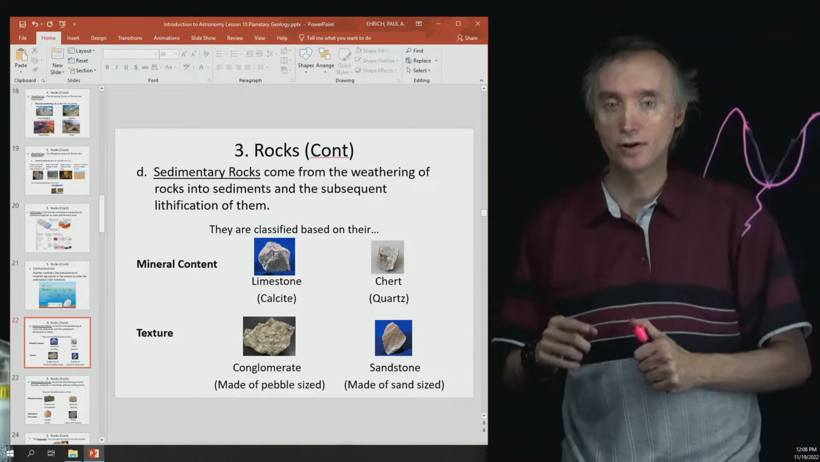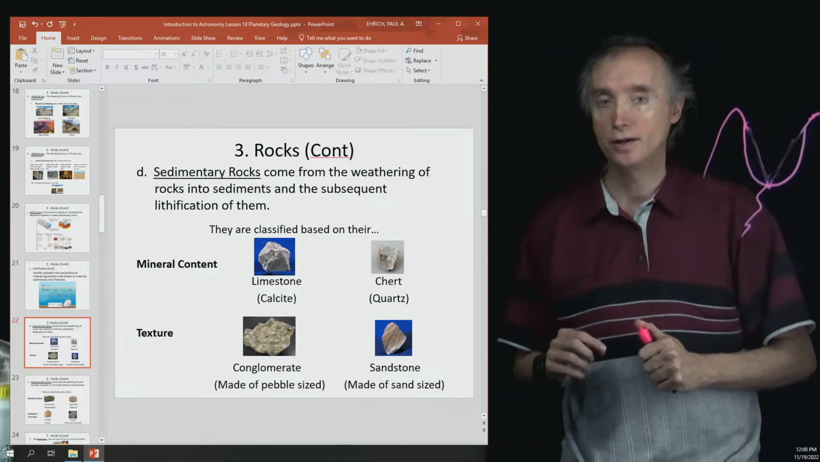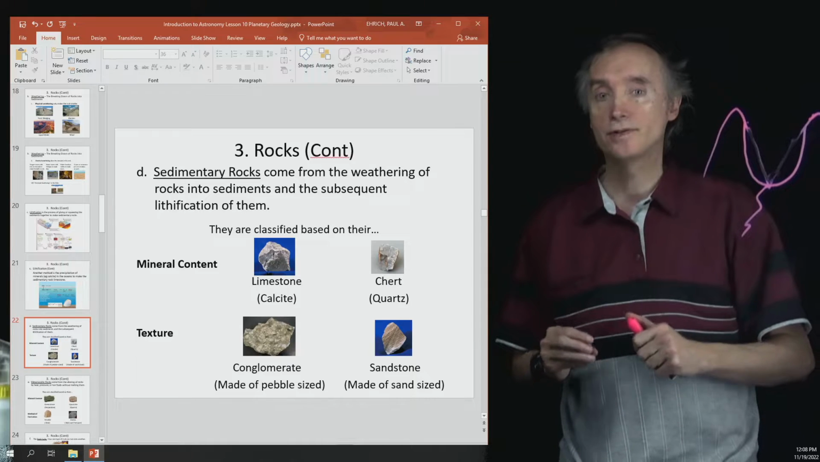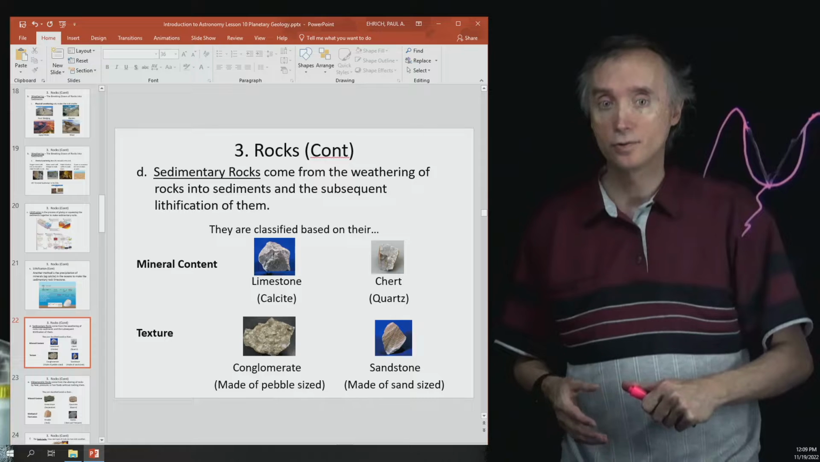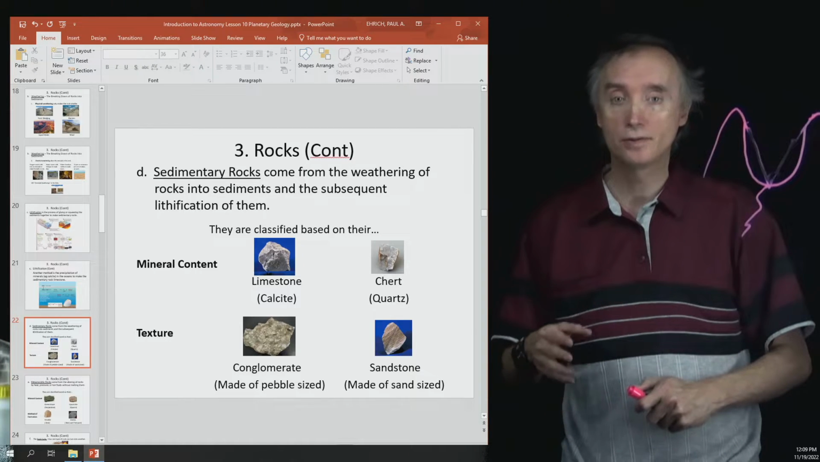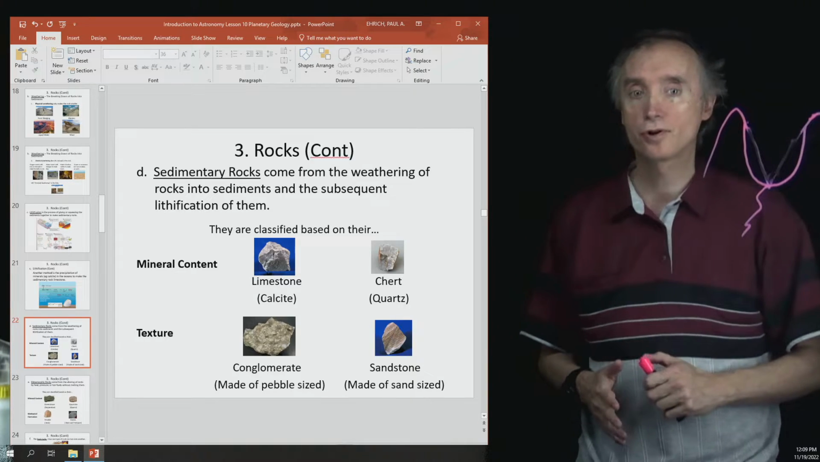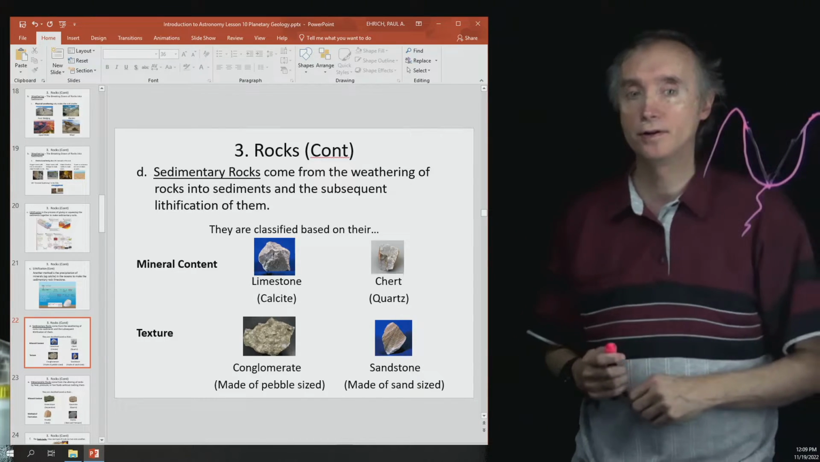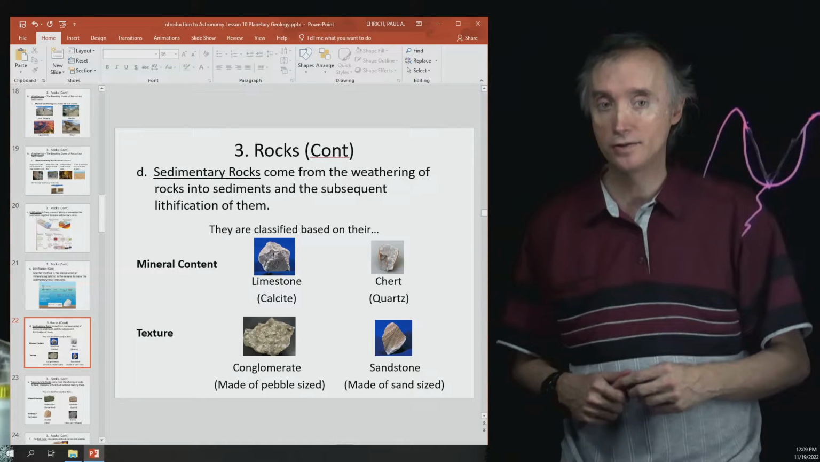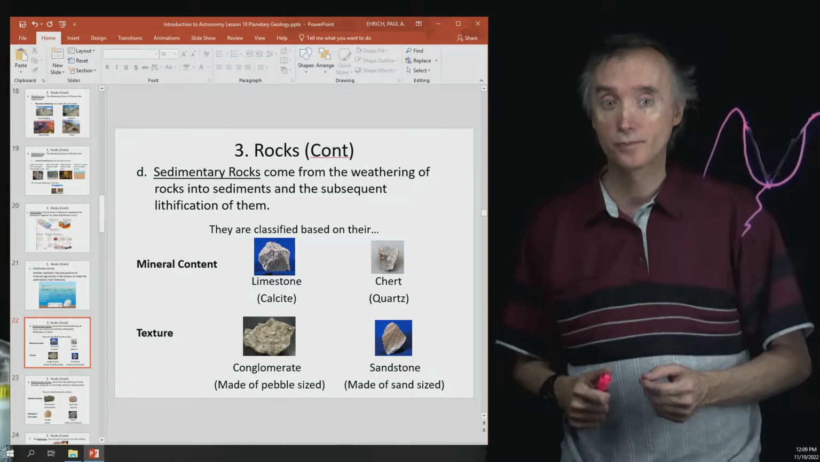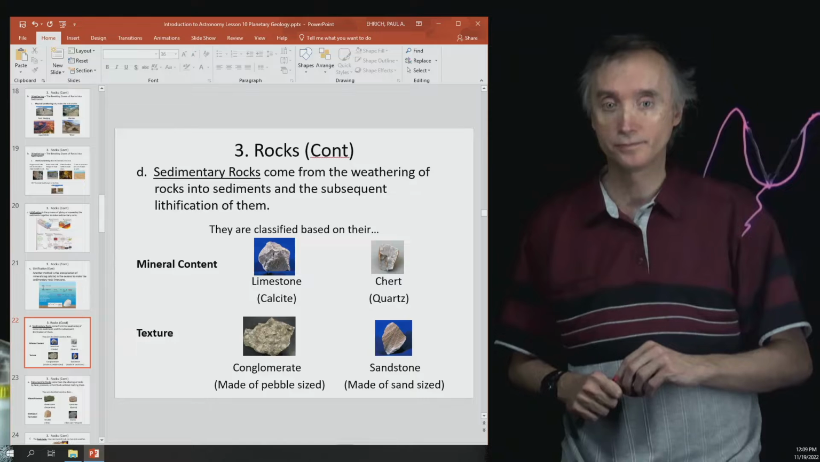Well, do you notice it's very similar to how we classified an igneous rock? We can classify a sedimentary rock by what minerals are in the rock. So we said that limestone is composed of the mineral calcite. Another one is called chert, and we have a lot of that around here in the Ozarks. The Indians used to use chert to make their arrowheads with because it's very sharp. And so chert is composed of the mineral quartz.